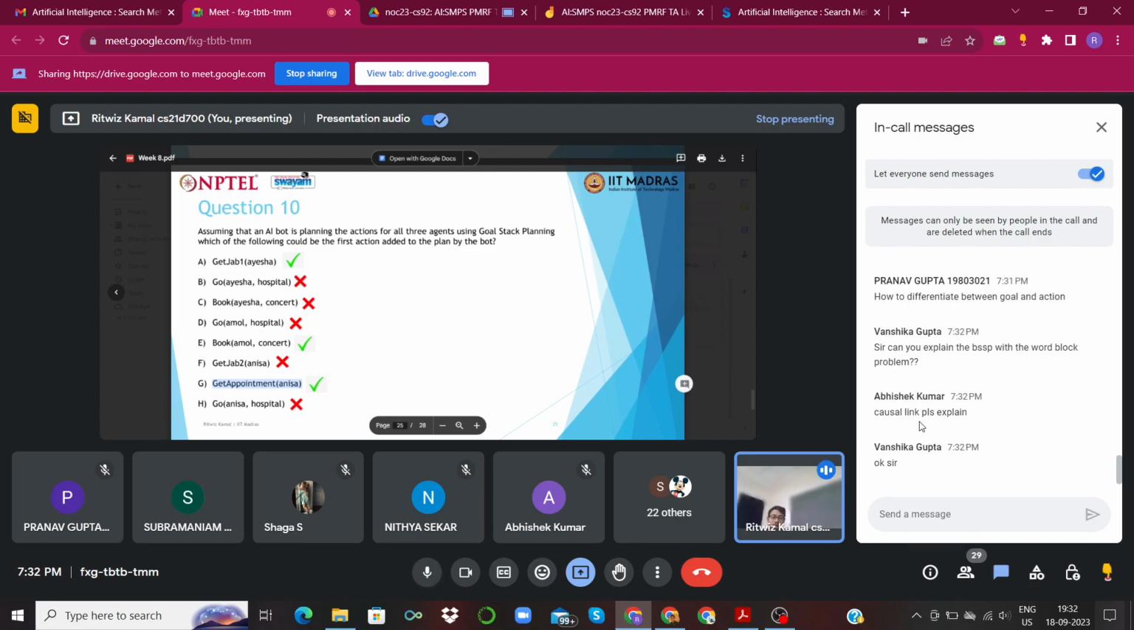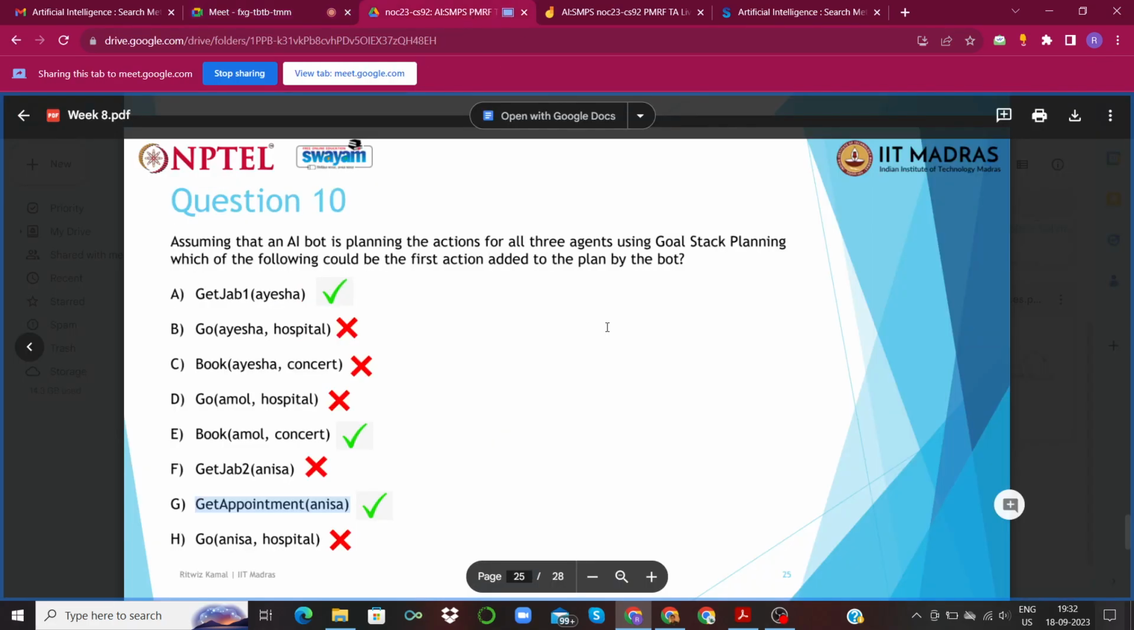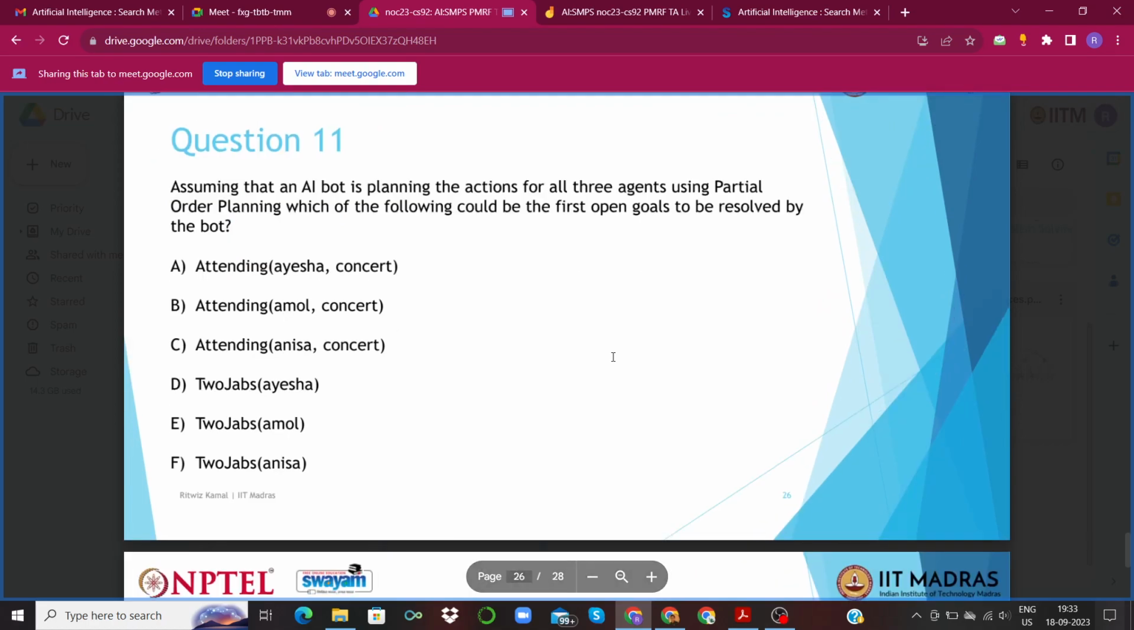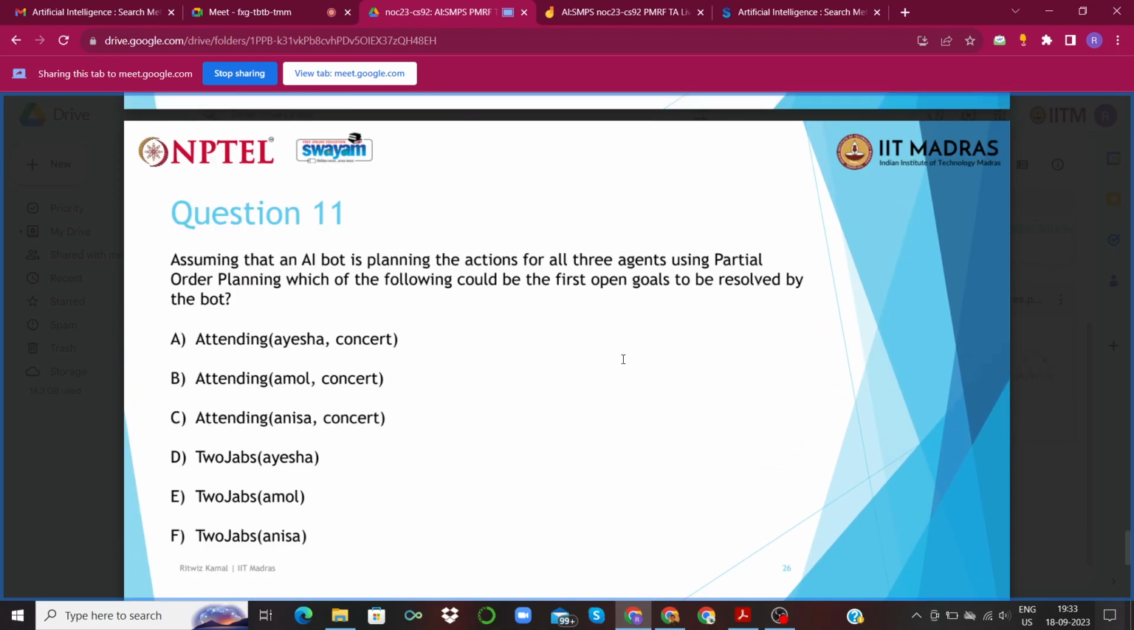Yeah, Abhishek, we are arriving at causal link in the next method that we are going to discuss. Okay, so we are done with goal stack planning. Now let's move on to the next method that we are going to discuss, which is partial order planning.